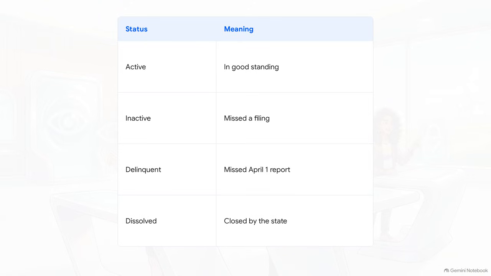Inactive means the business is, well, no longer active, often because they missed a filing. Delinquent specifically means they missed that crucial April 1st biennial report deadline. And administratively dissolved means the state officially closed the entity after it sat delinquent for 60 days. So if you see active, you are fully compliant and ready to go.